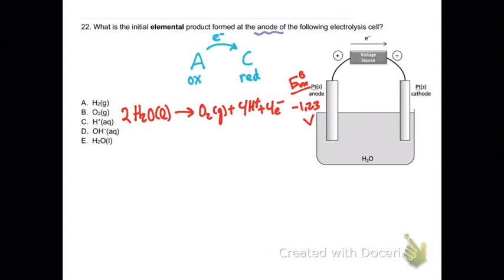Now, you might ask yourself, why do we use this particular oxidation of water? Well, if you consider the other potential reaction, the other one that involves water would be negative 1.776 volts. That's far less favorable than negative 1.23. This takes a lot less work. This is going to be a lot easier to accomplish. So the elemental product is going to be our oxygen gas. And that's going to be our answer.